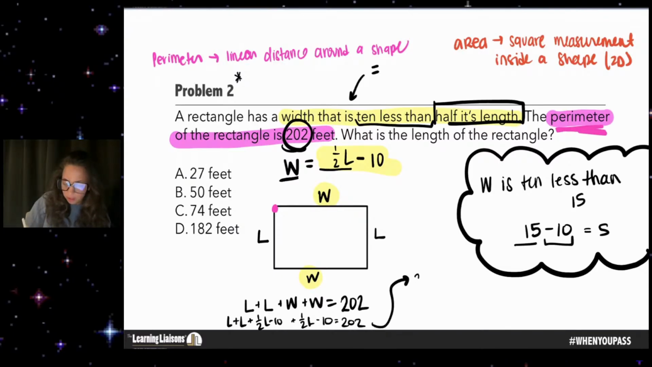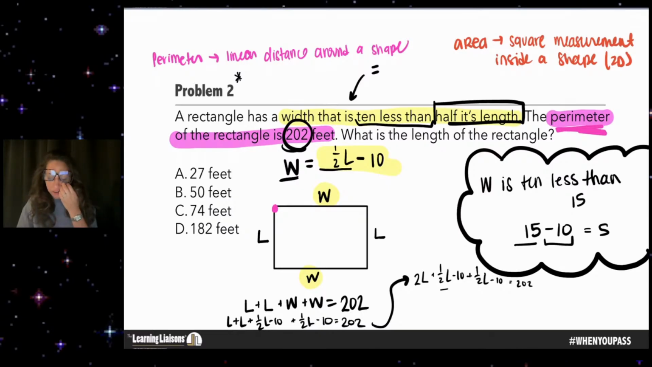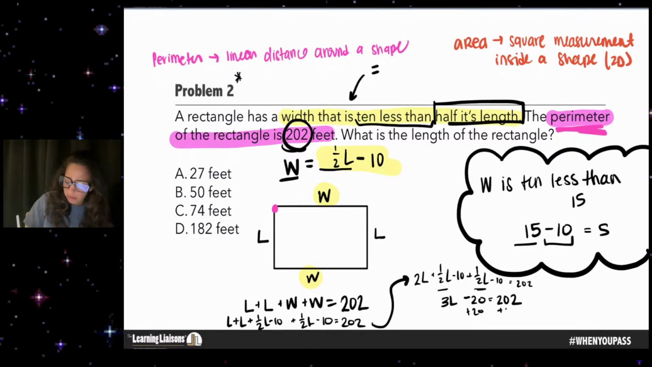L plus L is 2L plus 1/2 L minus 10 plus 1/2 L minus 10 equals 202. A half of an L plus a half of an L is a whole L, right? A half plus a half is a whole. Plus 2, so 1 whole plus 2 is 3. So 3L, negative 10 minus 10 is negative 20, equals 202. Add 20 to both sides. 3L equals 222.